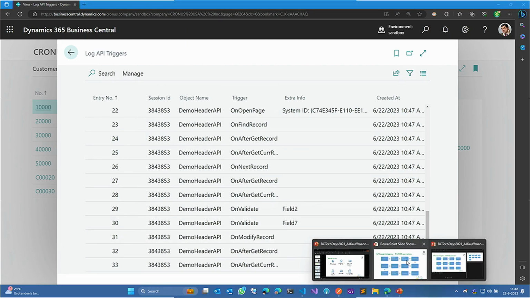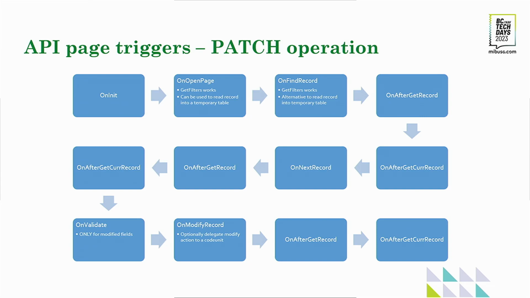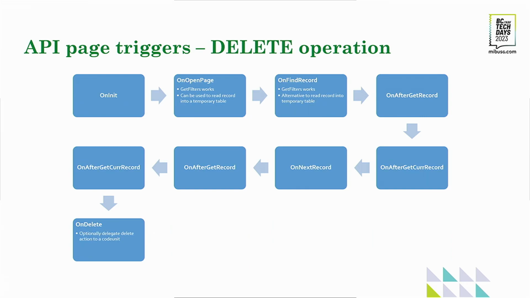Then we have the delete operation. Well, we have again the same as with the patch. It needs to get that single record that you want to delete. So it's going to be an on open page, find record, then again get cur, next get record, get current record, then on delete, but then it stops. Obviously, the record does not exist anymore, so another get record is not going to work, of course. The on delete does not even return the record. I'm not going to demonstrate that. I guess you believe me in this.